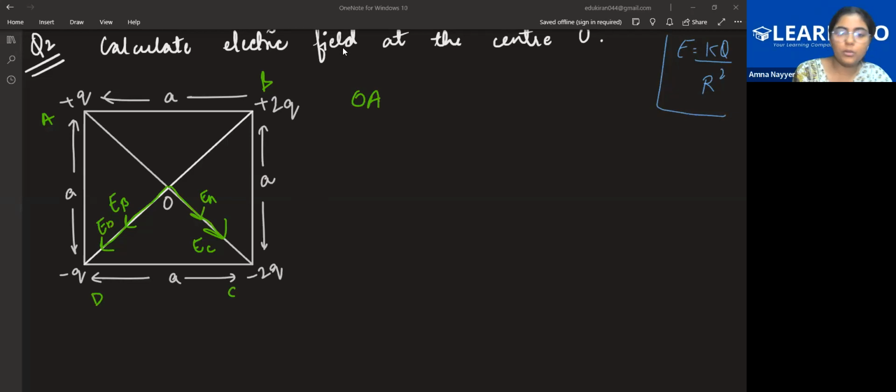OA is equal to OC. That you're saying it correctly. OA is not only equal to OC, it's equal to OD also, it's equal to OB also. All the diagonals of a square are perpendicular bisectors of each other. So all of these are equal. OA is equal to OB is equal to OC is equal to OD. But I am asking what all these are equal to.